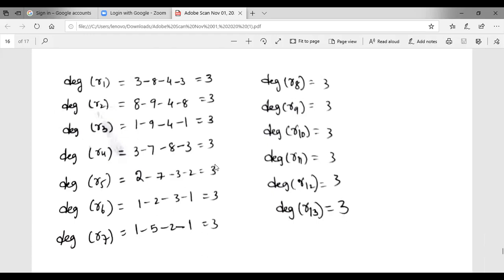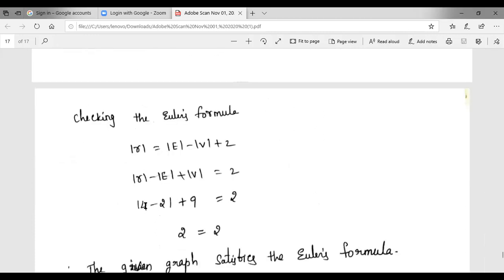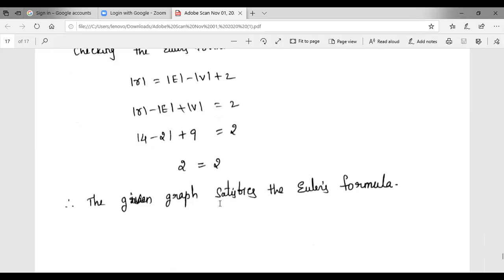The sum of the degrees of all regions is equal to twice the number of edges of the given graph, or we check Euler's formula. So what is Euler's formula? Number of regions is equal to number of edges minus number of vertices plus 2. So from this we write number of regions minus number of edges plus number of vertices is equal to 2. So number of regions 14 minus 21 plus 9 is equal to 2. 2 is equal to 2. So the given graph satisfies Euler's formula.